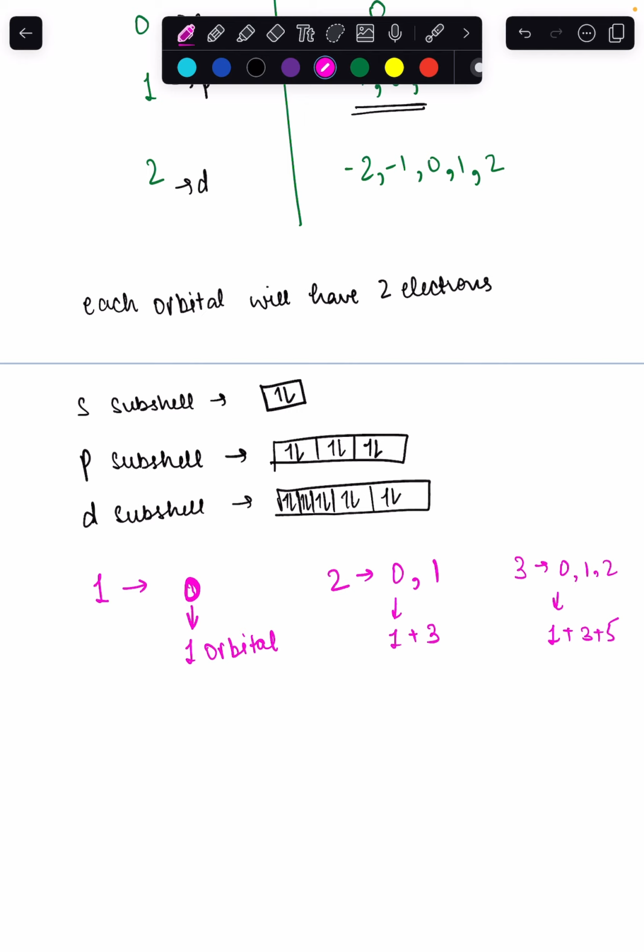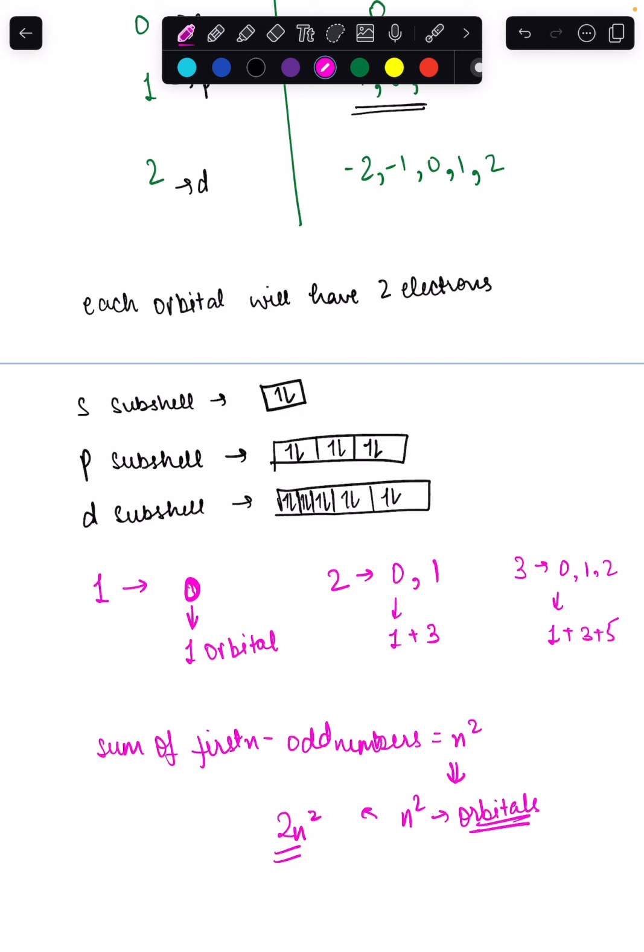Are you following me? The sum of the first n odd numbers is equal to n square, which means that n square are the number of orbitals that will be present, and in each orbital the capacity of electrons is at most 2, right? So for n square orbitals, the capacity of electrons will be 2n square. There, we proved it, right?